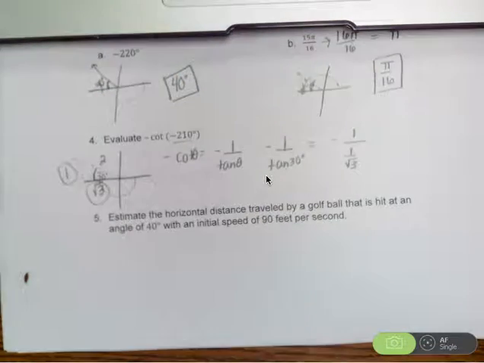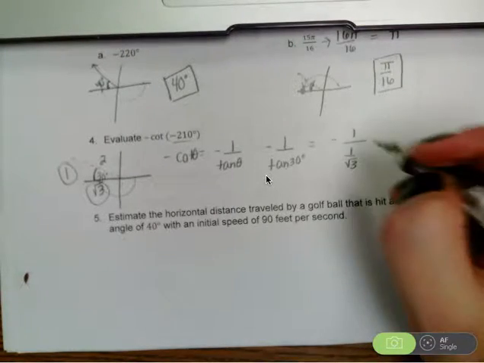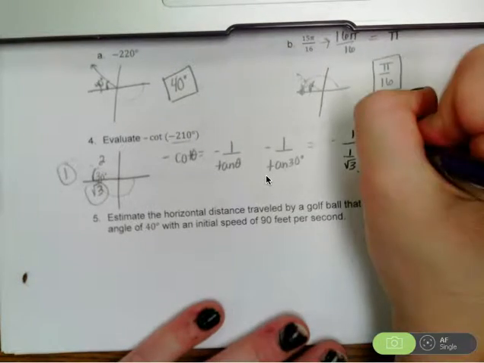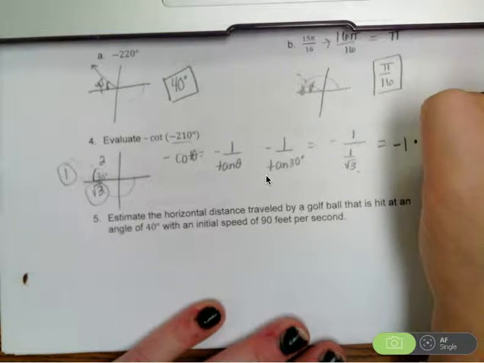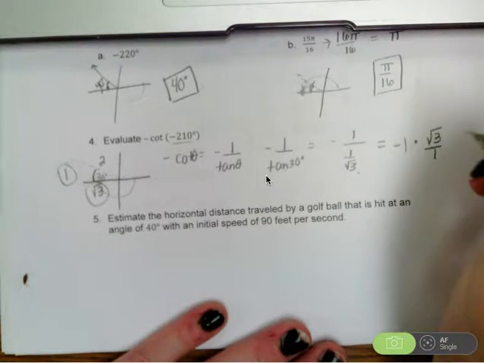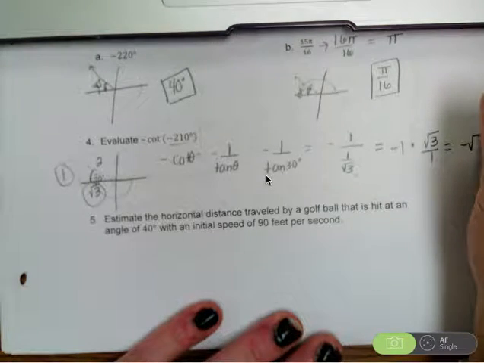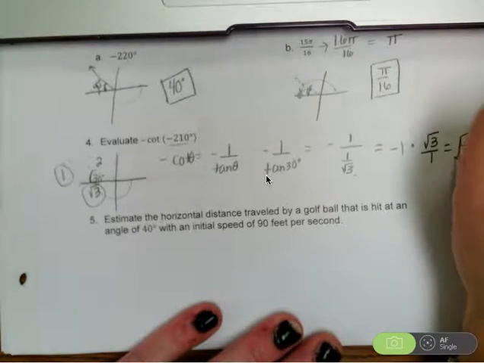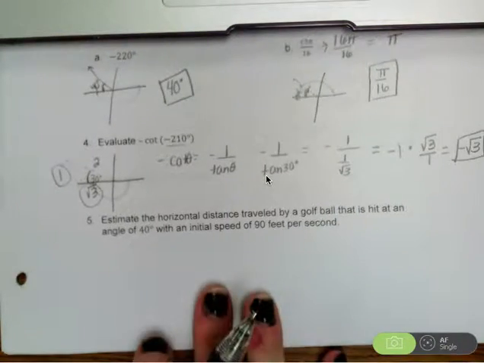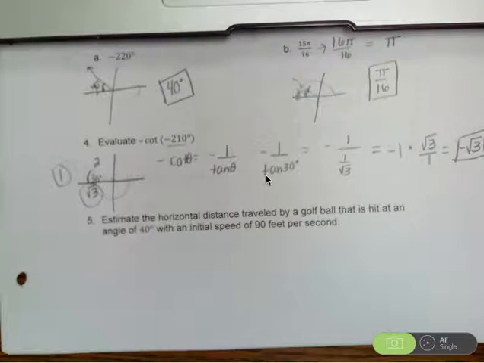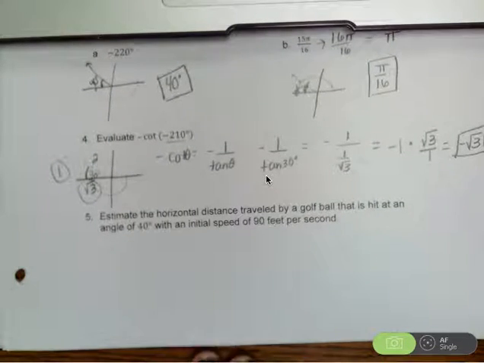And you're like, oh my gosh, there's radicals, there's fractions. Yes, there are, but when you're dividing by a fraction, it's like multiplying by the reciprocal. So really, we've got negative 1 times the square root of 3 over 1, and that just simplifies to be the negative square root of 3. So it actually worked out kind of nicely. Don't rationalize the denominator until the very end, unless you absolutely have to.